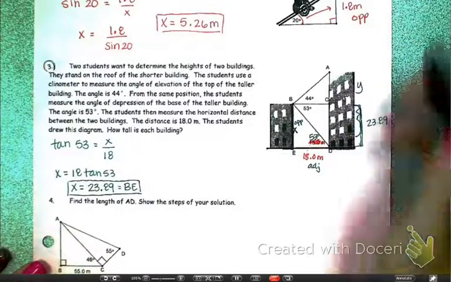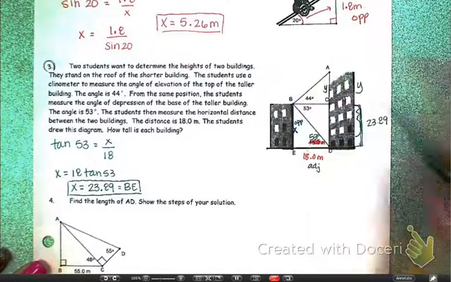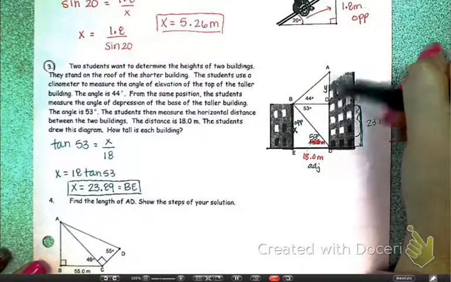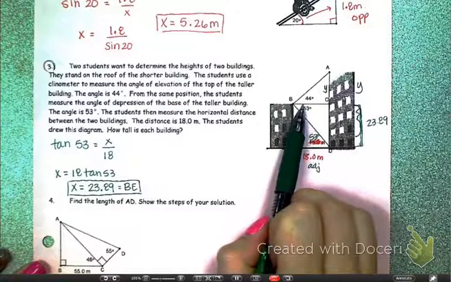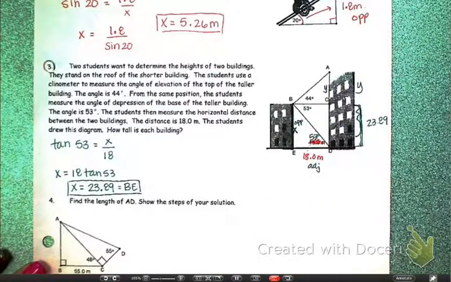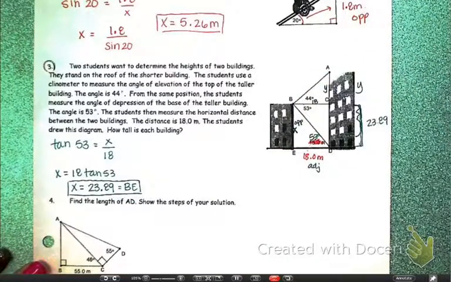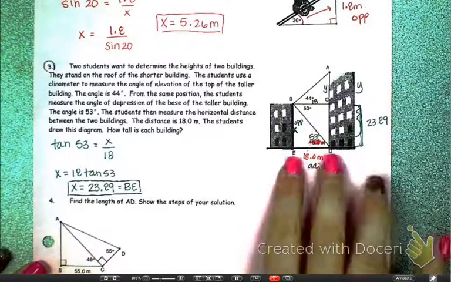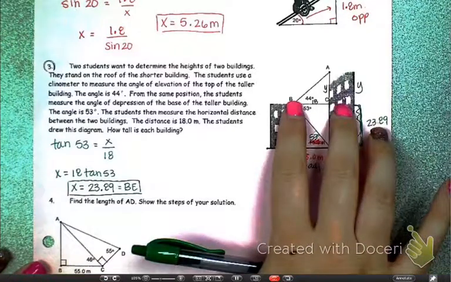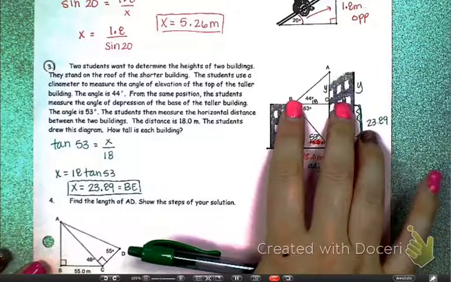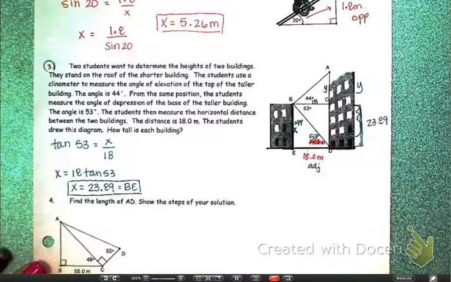Okay, so I'm going to put my Y over here so we can see it. So I'm looking for AC. I know this angle's 44 degrees. Do I know anything else about that triangle? What do I know? The distance between the two buildings is 18 meters, right? Because it was 18 meters here, so it's still going to be 18 meters up there. I mean, unless your buildings are crooked, but hopefully they're not.